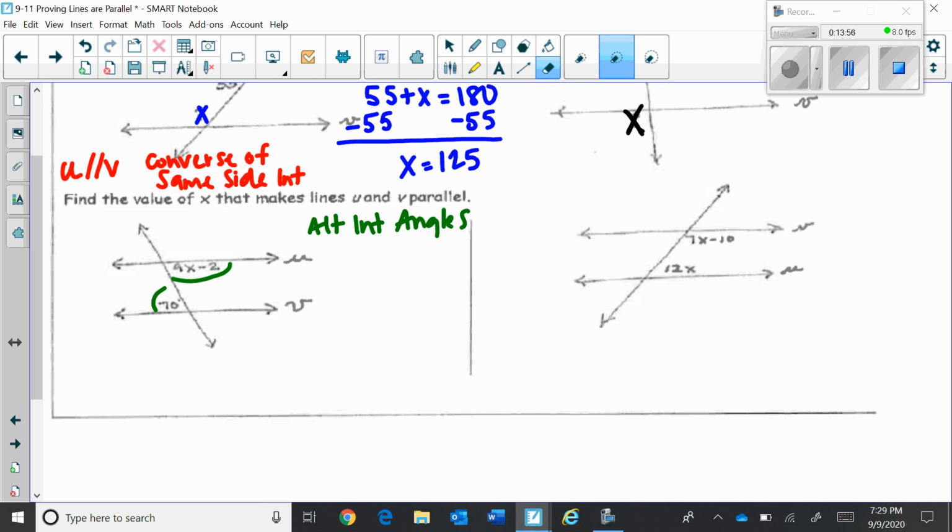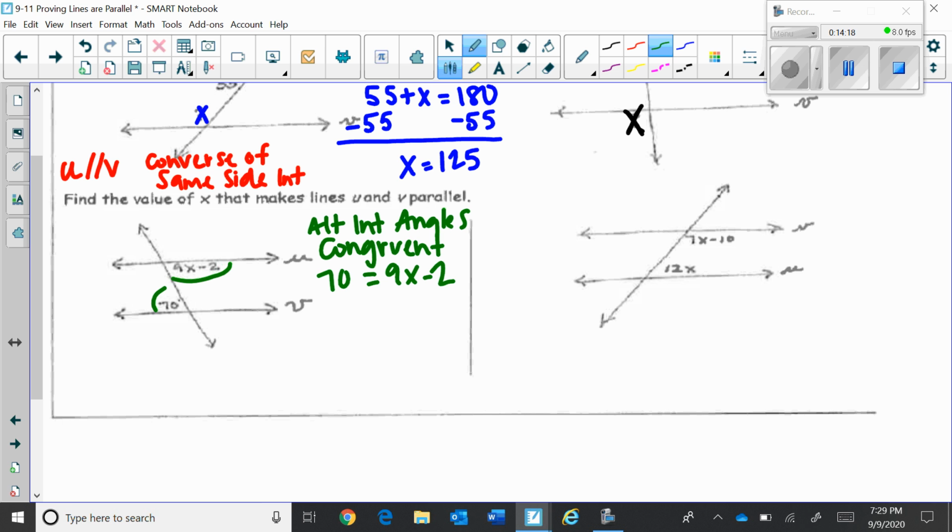All right, these are alternate interior angles. They do not add up to 180. I am so sorry. I got distracted. Alternate interior angles, what are they? They are congruent. My bad, guys. So when they are congruent, we set them equal to each other. So 70 equals 9x minus 2.